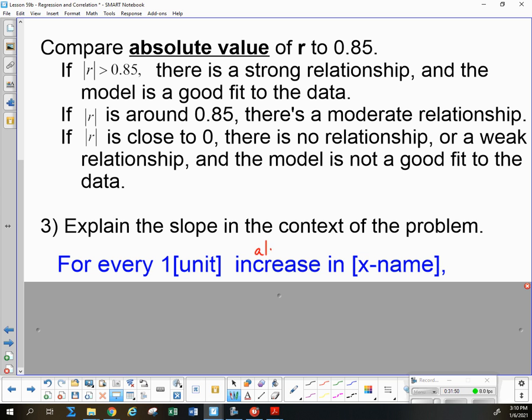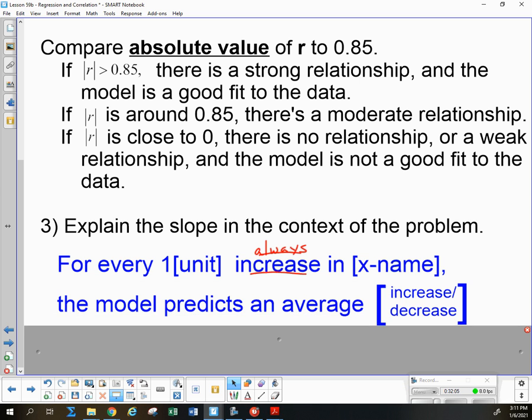This word is always an increase when we are talking about the x's. For every 1 unit increase in the x's. Now for the y's, we're going to have to pick increase or decrease. And then we're going to say our model predicts an average. This is where we choose. Increase if it is a positive correlation, positive slope. Decrease if it is a negative slope.